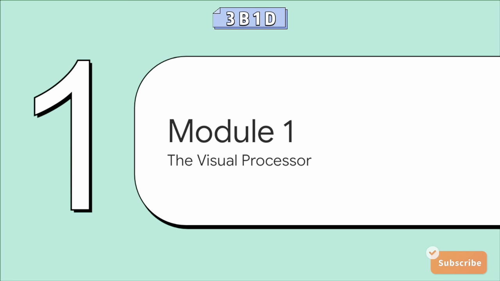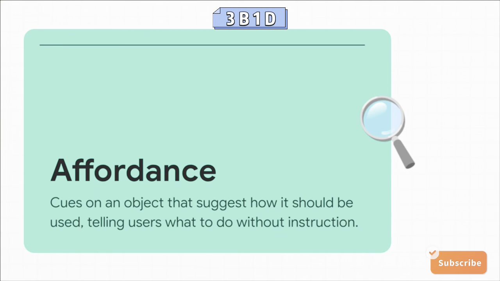First up, the visual processor. You know, about half of the brain's entire resources are dedicated just to seeing and making sense of the world. But here's the key. What our eyes send to the brain and what the brain actually sees can be 2 totally different things. It's all about interpretation. And that brings us to a super important idea in design, affordance. And affordance is basically a clue that an object gives you about how to use it.